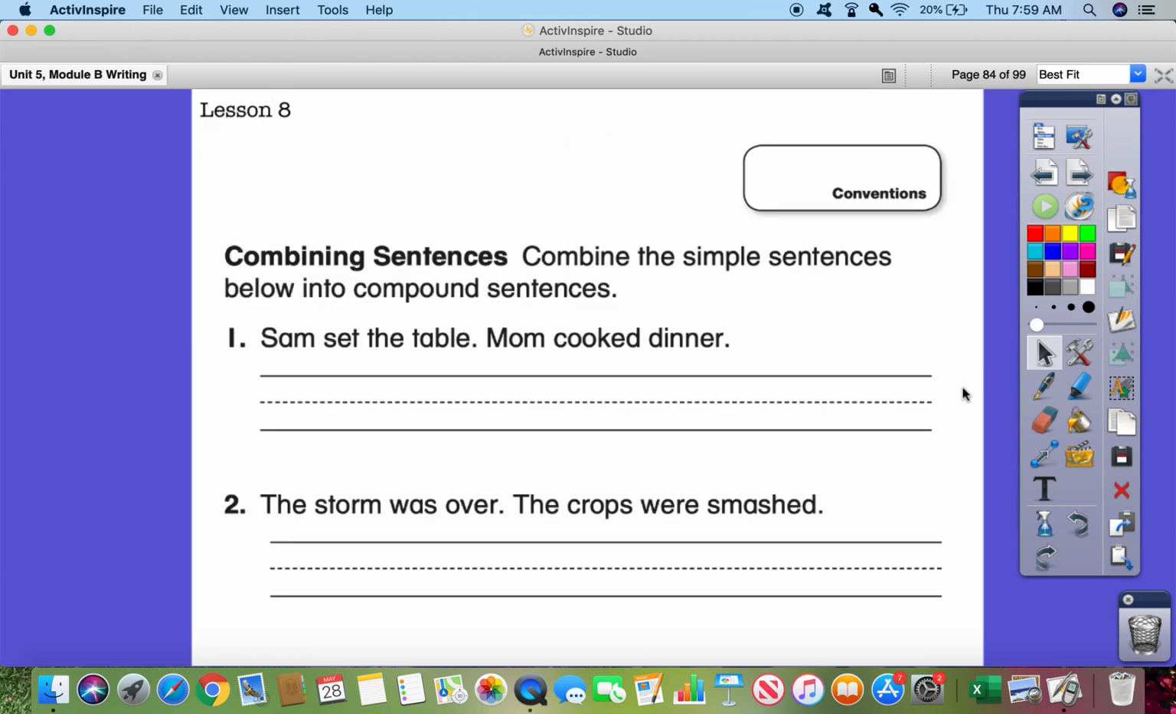So in your online writing journal, under lesson 8, you're going to practice by combining sentences. Combine the simple sentences below into compound sentences. I will read the sentences for you. Number 1. Sam set the table. Mom cooked dinner. Number 2 says, the storm was over. The crops were smashed. I'm going to see if you can do numbers 1 and 2 independently.